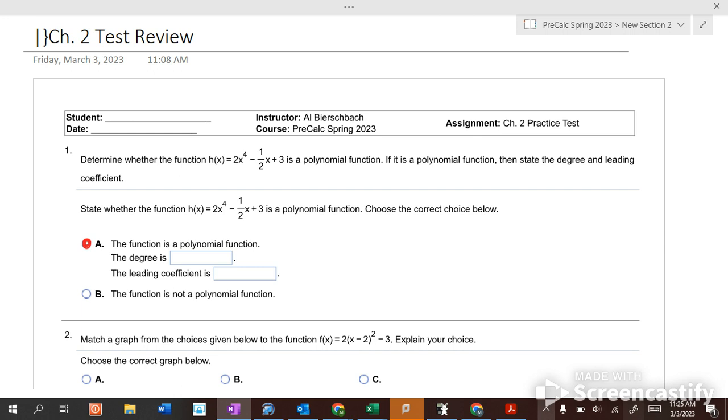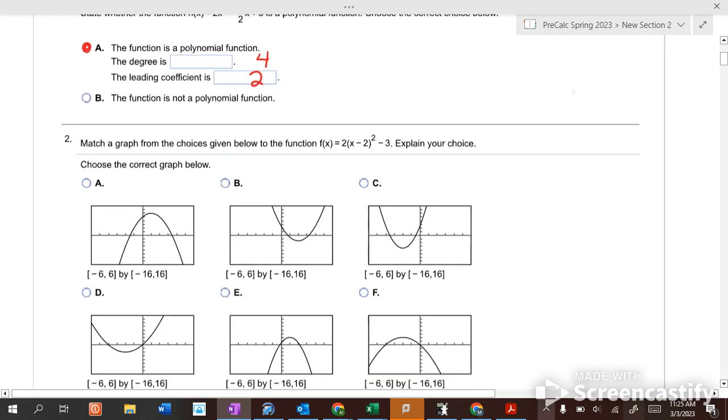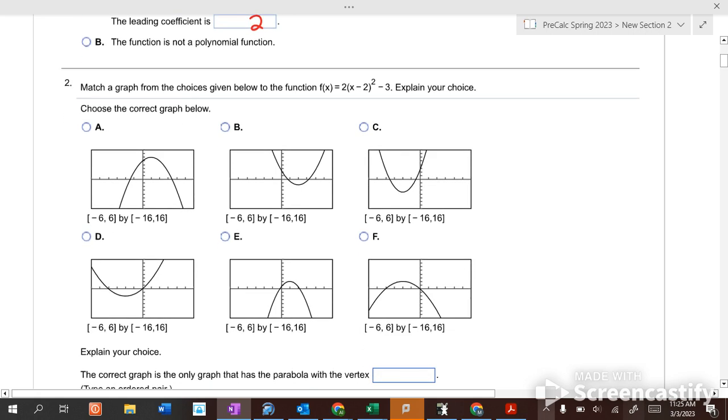What's the degree of this function? 4, because that's the highest degree variable that appears. The leading coefficient is the coefficient of the highest degree variable that appears, so it's 2.